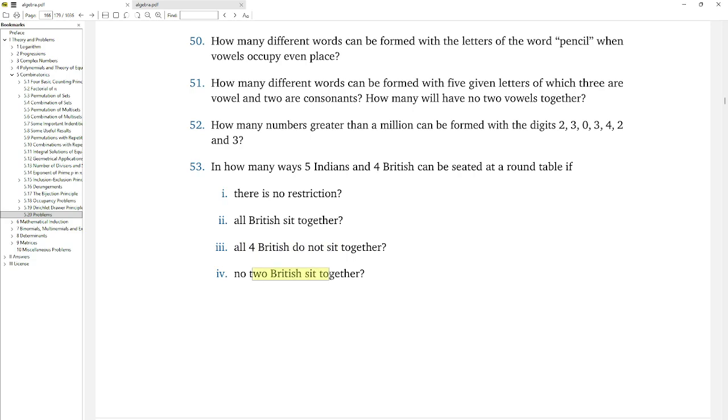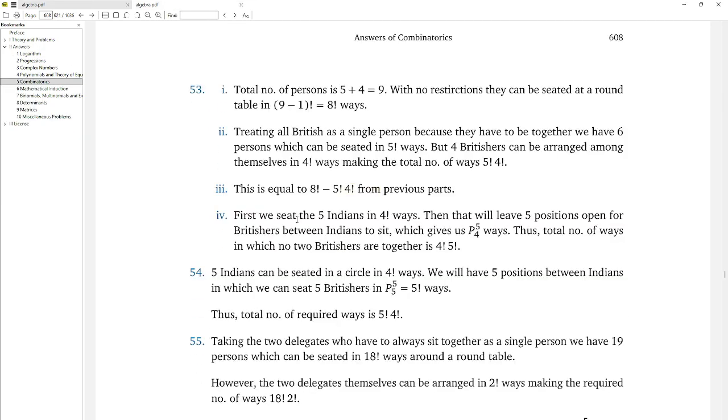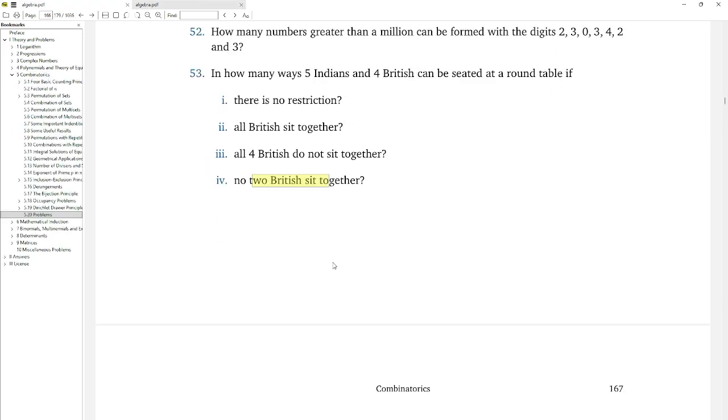No 2 British sit together. So we first seat the 5 Indians in 4 factorial ways. That leaves 5 positions open for Britishers between Indians, which gives us 5P4 ways. That's total number of ways in which no Britishers sit together is 4 factorial into 5P4.